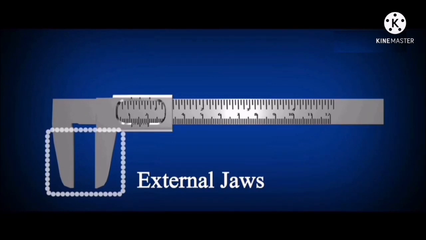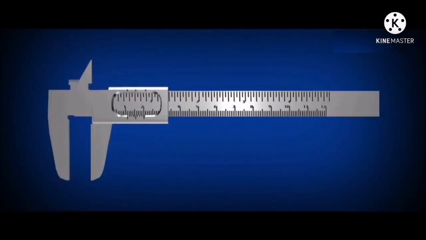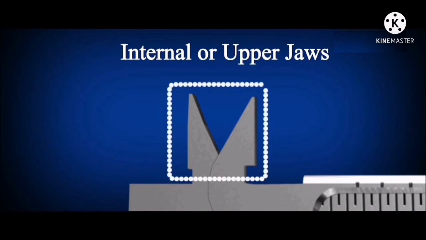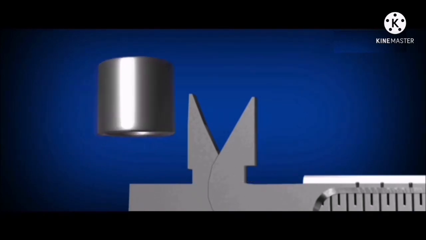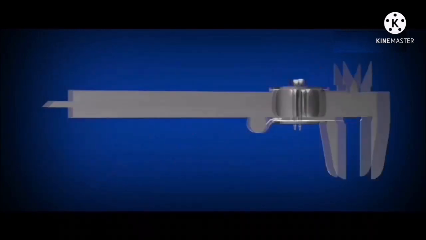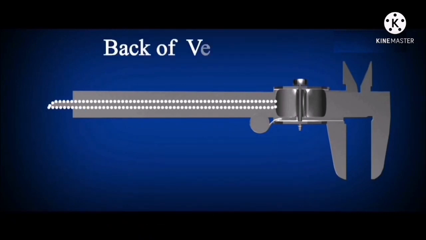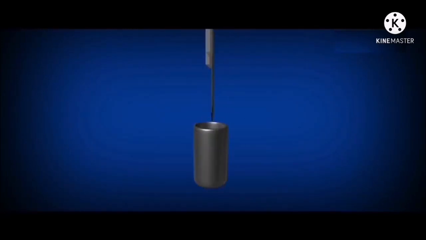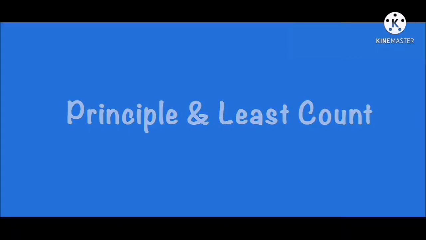These jaws are called external or lower jaws, which are generally used to measure the diameter of a sphere or cylinder. The jaws extend to the other side, called internal or upper jaws, and are generally used to measure the internal diameter of a hollow cylinder. There is also a metal scale attached at the back of the Vernier caliper, which is used to measure the internal depth of the cylinder.